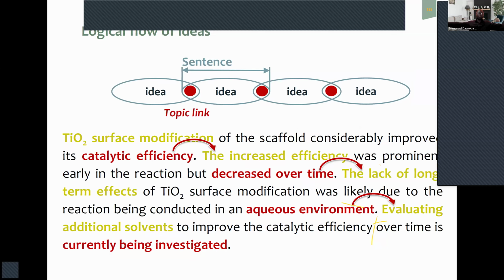So let's look at the logical flow of ideas in detail again. The sentences should have ideas connected to each other. Idea 1 connected to idea 2, connected to idea 3, connected to idea 4. That is how the topics should be linked. Each sentence, one idea. Now let's see an example.